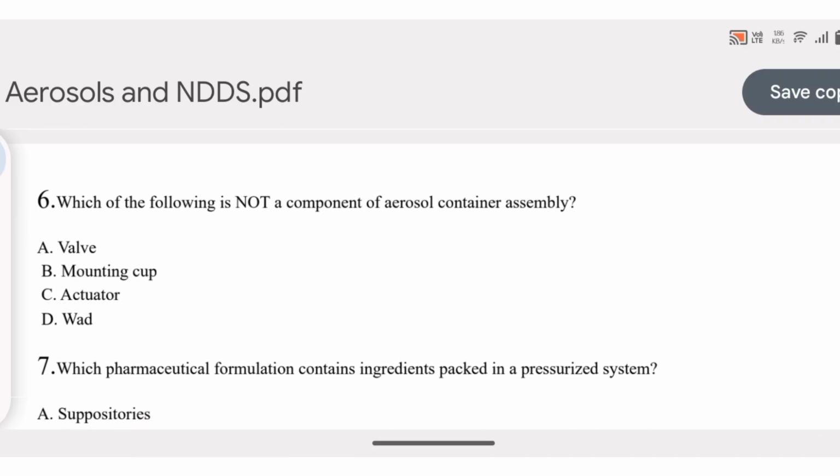Which of the following is not a component of aerosol container assembly? Remember the words not, except. These are the confusing words which can trick you in the competitive exam mainly. So the right answer will be the wad, because it is not a part of the aerosol container assembly.